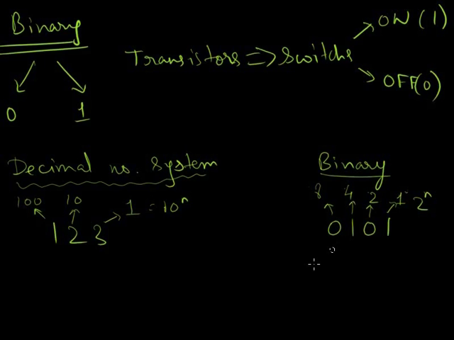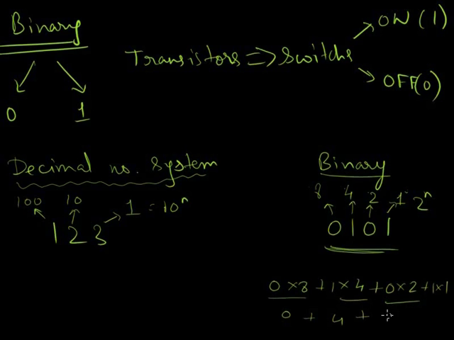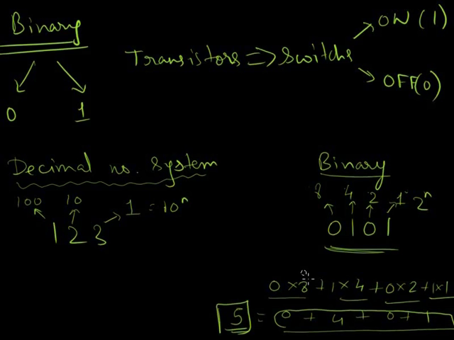If you want to know which number 0101 represents in binary, we have to convert it to decimal, and the process is very simple. This 0 is in the 8's place, so 0 into 8, plus this 1 is in the 4's place, so 1 into 4, plus 0 into 2, plus 1 into 1. So this is 0 plus 4 plus 0 plus 1, which equals 5. So this number is nothing but 5. 5 is represented like this in binary.